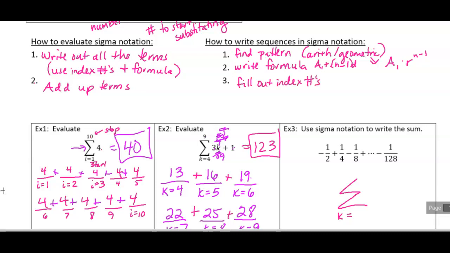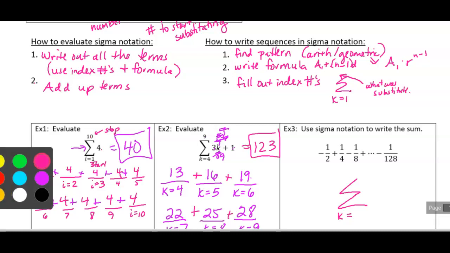And then step number 3 is you want to fill out the index numbers. Now, if you are using the formula, then the bottom one is always going to be 1. So you need to figure out the last number. What did they substitute? Because usually there's some missing terms. Okay, so let's try this.